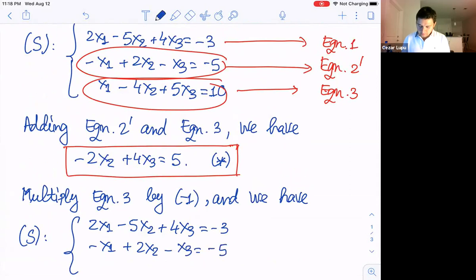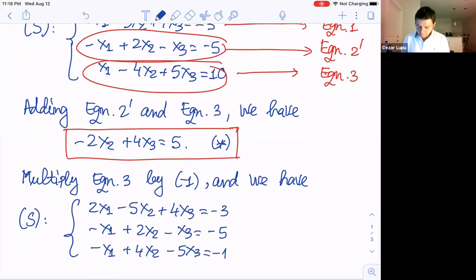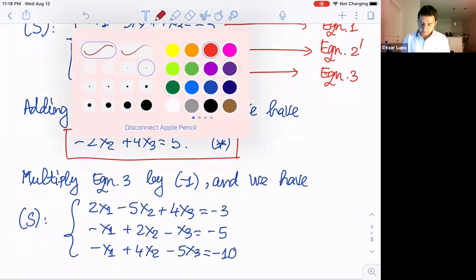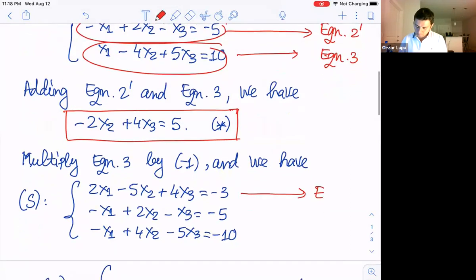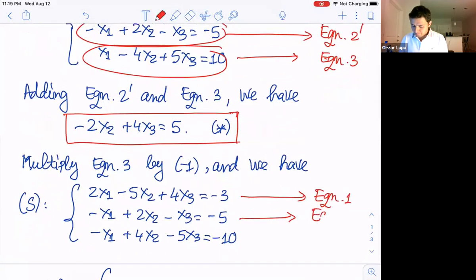And the last equation will be negative x1 plus 4x2 minus 5x3 equals -10. Again, let's denote this. This will stay again equation 1. This will be equation 2 prime, let's keep it like this, and this will be equation 3 prime.